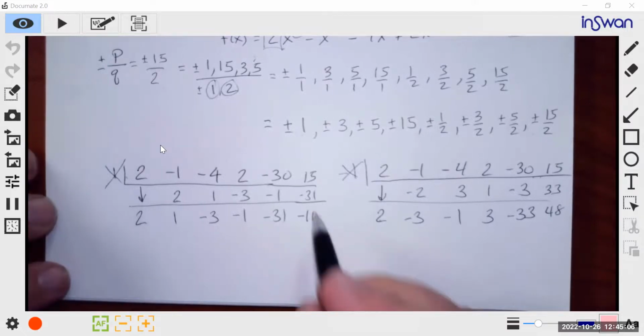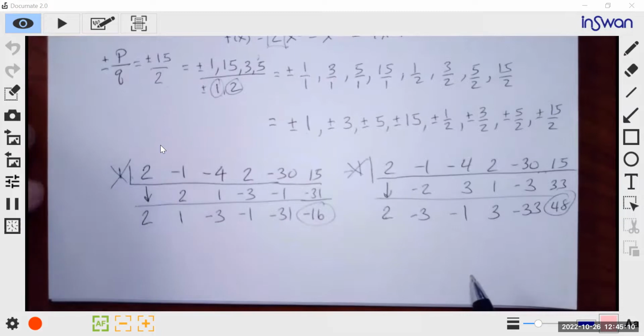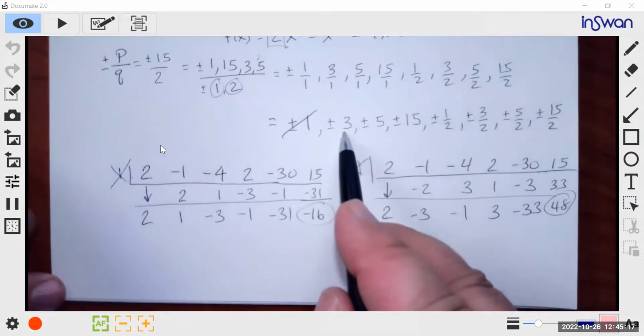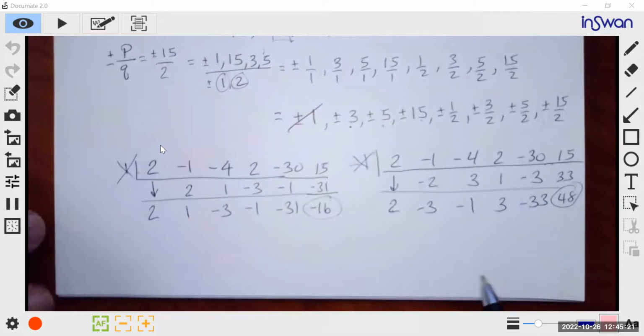Because what are we looking for here? 0. Has to be 0. If it's not 0, it's not a factor. All right, so 1 doesn't work. Do the same thing with plus or minus 3, plus or minus 5, plus or minus 15. We keep on going.